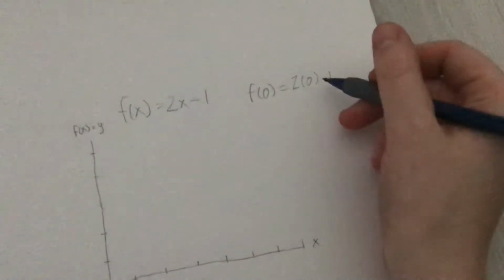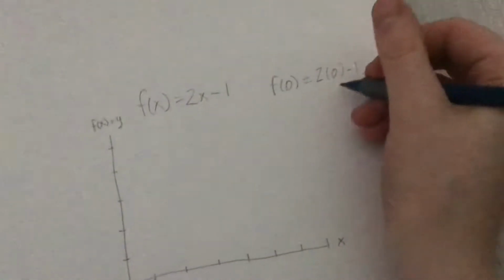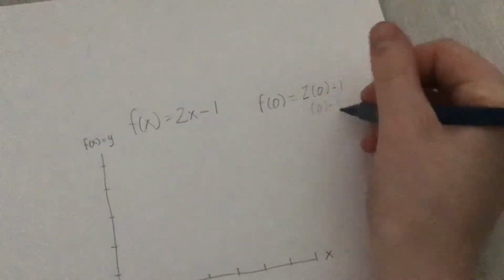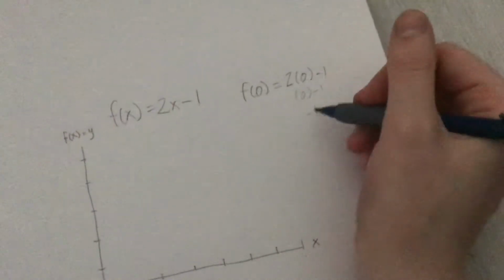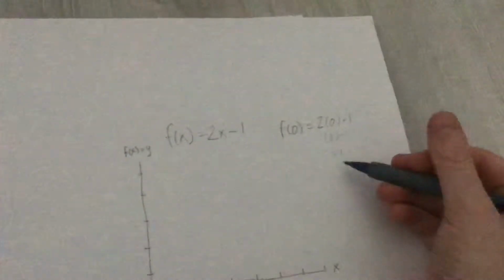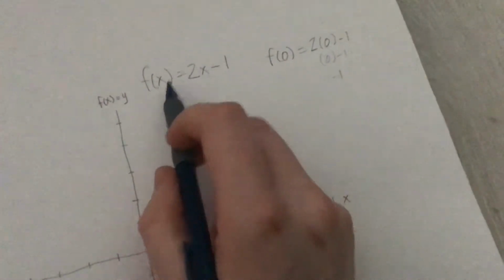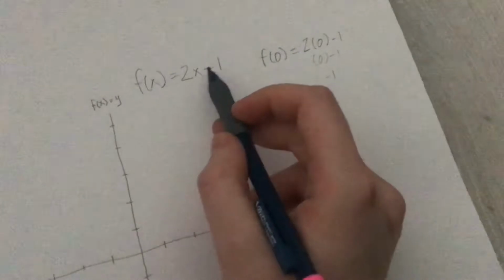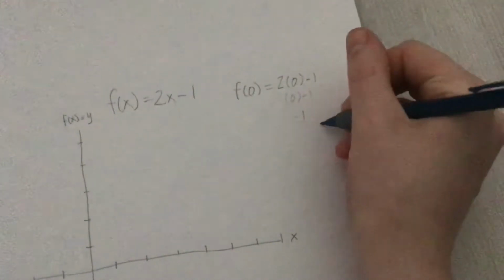So from this we can tell, if you can't do the math in your head, I'll do this for you. This becomes 0 minus 1, which becomes minus 1, because anything times 0 is 0. So this is negative 1 that we have for f(x). 0 is already what we put in for x, see? So we can plot that here.